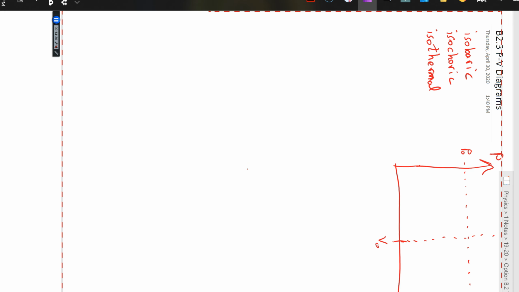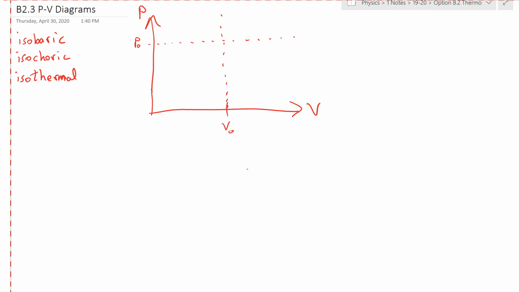So it's helpful if you just remember that we're probably talking about gases. So what gas law do you know that relates pressure and volume and temperature? That's right, it's our old friend, PV equals NkT. So if temperature is constant, then that means pressure times volume has to be constant.